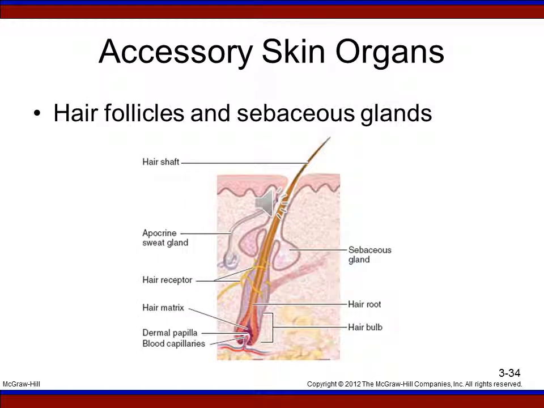Here you have hair follicles and sebaceous glands. Taking a look at figure 3.19, you can see a picture of the hair follicle as well as the associated sebaceous glands. Again, what do sebaceous glands do? Or what do they secrete? They secrete oily, acidic sebum.